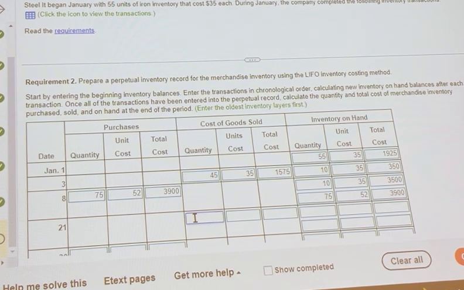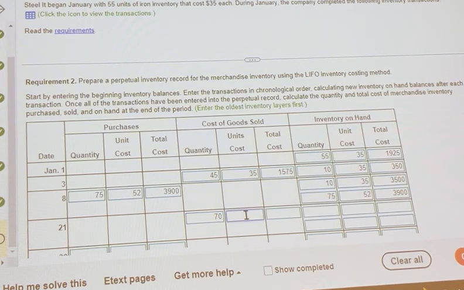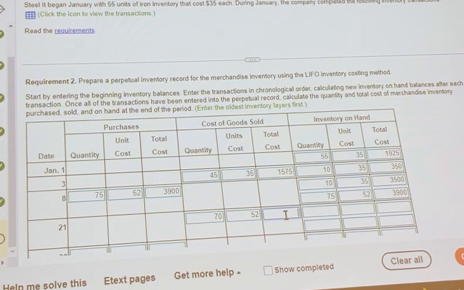Okay, on the 21st, we sell 70 units, last in, first out. So all 70 of the units we sell will have to be some of these 75 that we just purchased for $52 each. So $52. And total cost therefore $3,640.